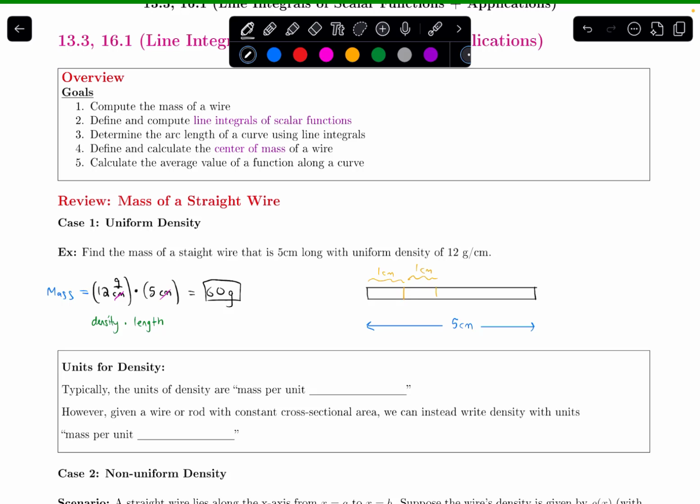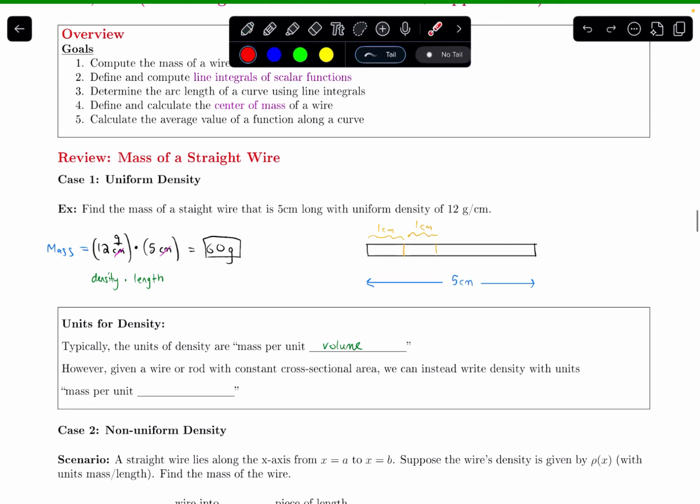Okay, so the units for density are typically mass on top per unit of volume. I'm going to fill in the blank, volume on the bottom. But you might have noticed that in this problem, on the bottom, it wasn't a unit of volume, it was a unit of length. And that's okay if I have a wire or rod like this that has a constant cross-sectional area. So when I slice it into pieces, the area of one of these cross-sections stays constant the whole way through. And if that's the case, I can write the units of density as being mass per unit of length instead, which is what we saw here.